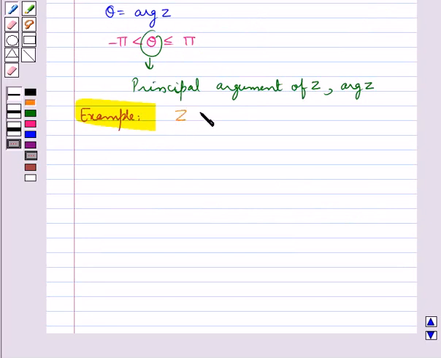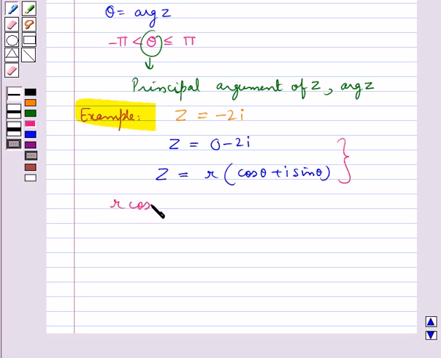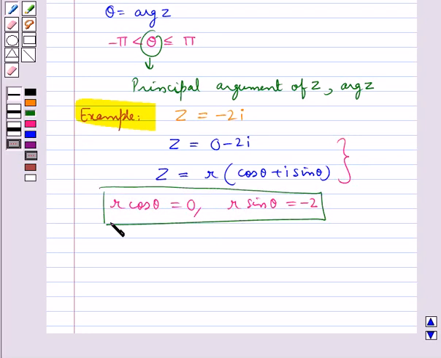Consider a complex number Z equal to minus 2i. Let's represent this in the polar form. That is, we have the complex number Z equal to 0 minus 2i. Now in the polar form, the complex number is of the form Z equal to r cos theta plus i sin theta. So when we compare these two, we get that r cos theta is equal to 0 and r sin theta is equal to minus 2. Now from these two, on squaring and adding, we get r equal to 2.